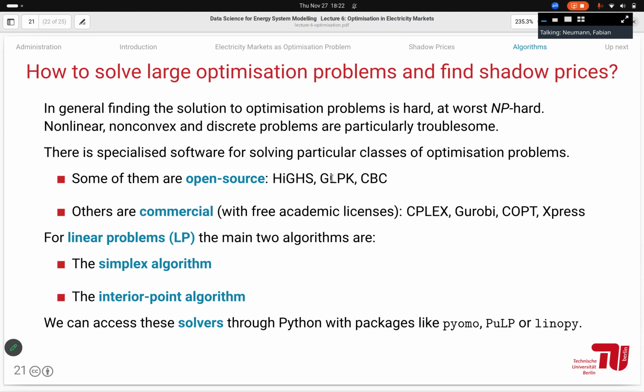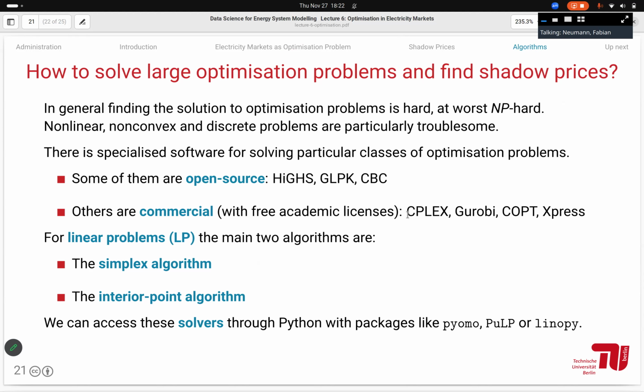These are the tools that we use when we do research in our group. For simple things, we could still use the open source solvers, but for the more complicated high performance computing models, we would have to resort to commercial solvers. Conceptually, all of this software currently uses two main algorithms, the so-called simplex algorithm and the interior point algorithm.